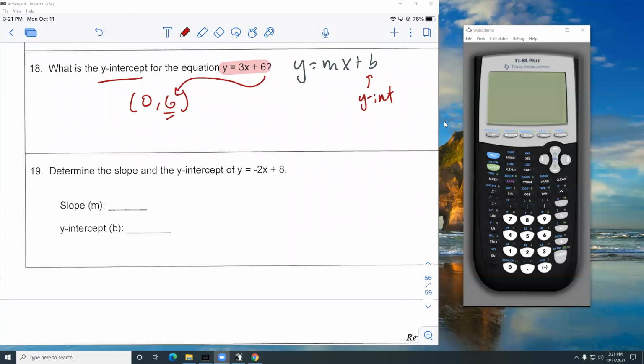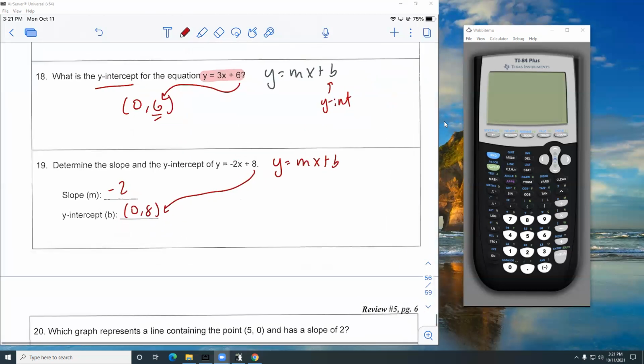Number 19 says, determine the slope and the y-intercept for y equals negative 2x plus 8. Y'all, y equals mx plus b. So the number in front of x is my slope, so that would be a negative 2. And my y-intercept is my b, so that would be 0, 8. Those are some gimme questions.